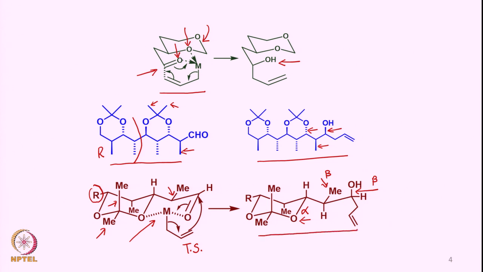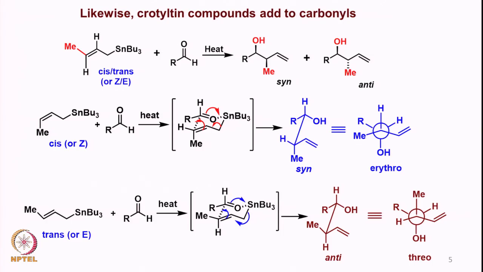So essentially what is happening is that the carbon-tin bond, which is the carbon-M bond as we have shown here, acts as a Lewis acid. Likewise we can react crotyl tin compounds with aldehydes and allow C-C bond formation to take place. For example, if we take a crotyl tin compound like this, which could have either a cis or trans double bond, that means Z or E double bond, and if we react with an aldehyde under heating conditions, then we can get either a syn product from the Z olefin or an anti product from the trans olefin.